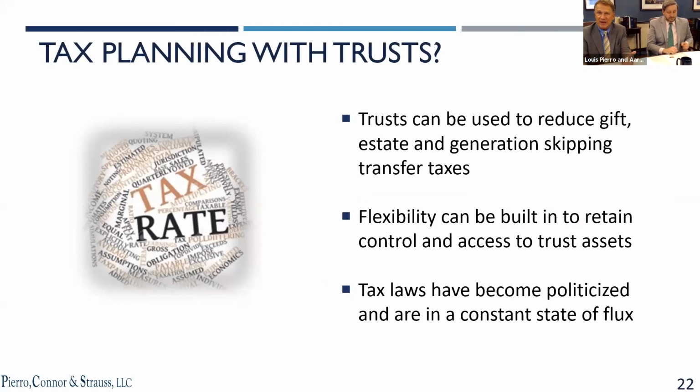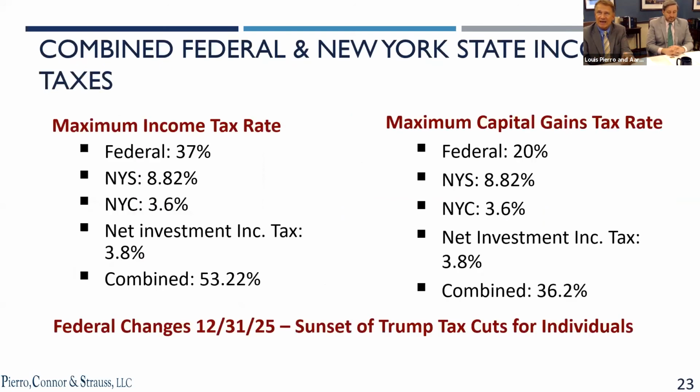So we have a lot of tax law changes on the horizon. What's going to happen, no one knows, but preparing and having a trust drafted properly to take advantage of the current tax environment. And these are just the income taxes that we're all subject to. If you're in a New York City situation, you're paying 37, 8.82, and then 3.6 New York City tax. If it's net investment income over a certain threshold, you pay another 3.8%. So you get the idea. And these tax rates are all going up.